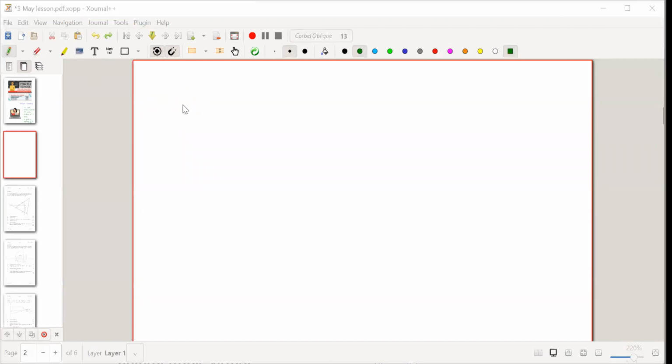Okay, so we know, as we had seen from the formula sheet, that the gradient of a straight line is given by the change in y over the change in x.